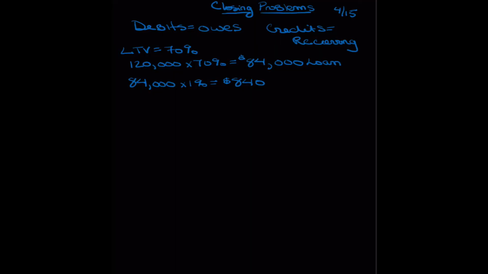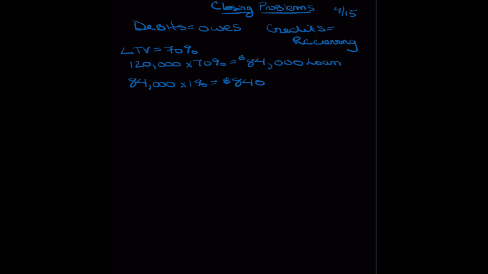Interim interest is the interest that the buyer owes starting the day of closing until the end of the month. And remember, we're using a 30-day month. So if the buyer is buying this house on April 15th, they want the money to show up on the 15th. So that's going to be 16 days that the buyer needs to pay for. So we've got to find 16 days of interest.